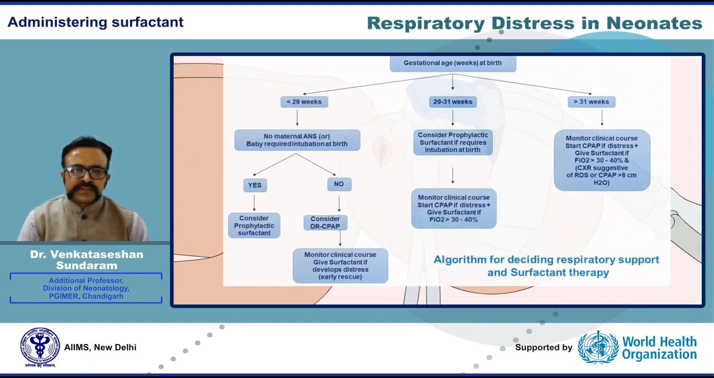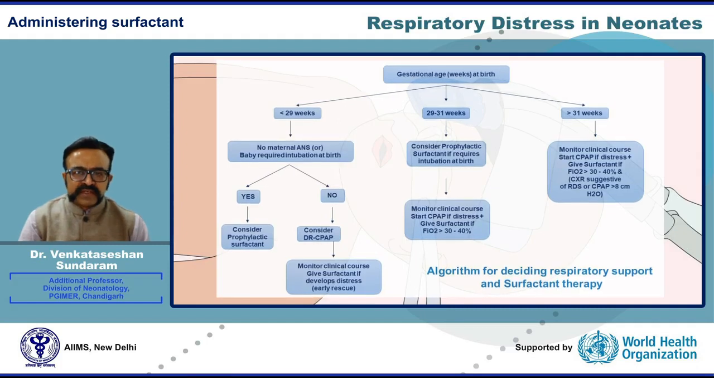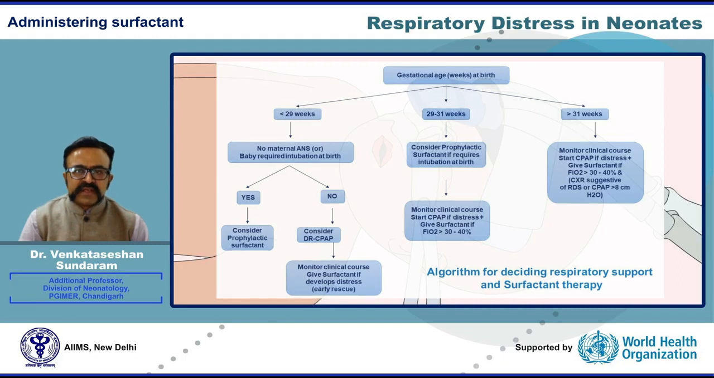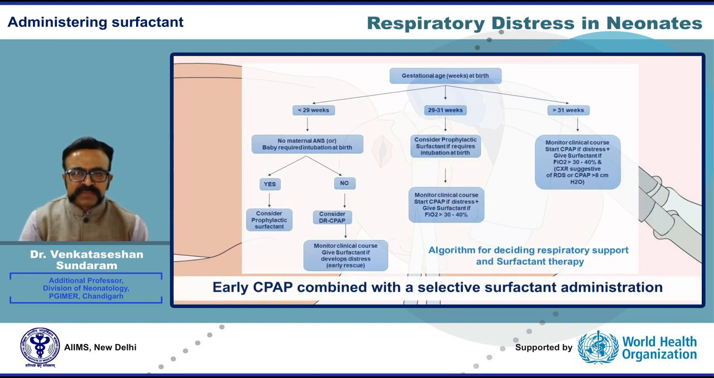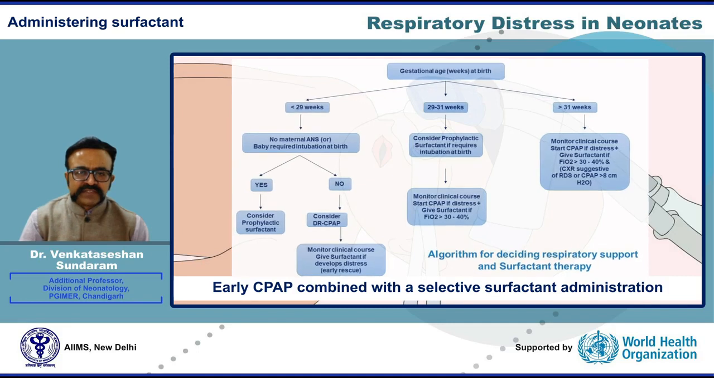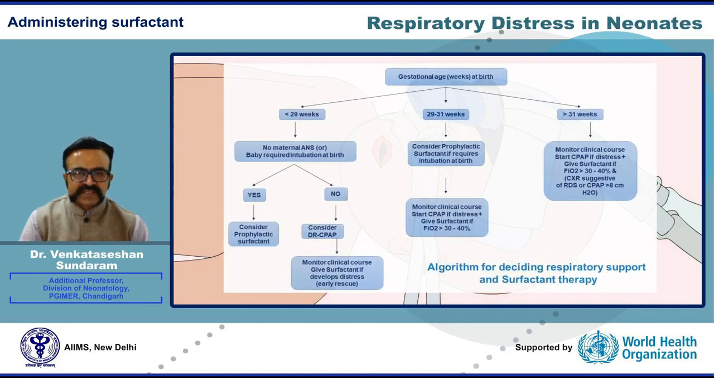In special scenarios, we would be administering surfactant. This slide depicts the proposed algorithm for surfactant administration in various clinical scenarios. In a nutshell, the most commonly followed and most evidence-based approach is early CPAP combined with selective surfactant administration, as discussed earlier. Even though studies have shown that other than RDS, conditions like meconium aspiration and pneumonia also may benefit from surfactant administration, those are not standard indications and hence would not be discussed here.